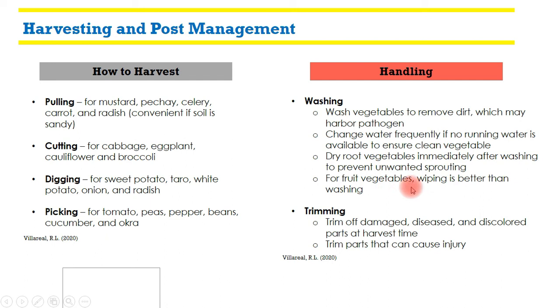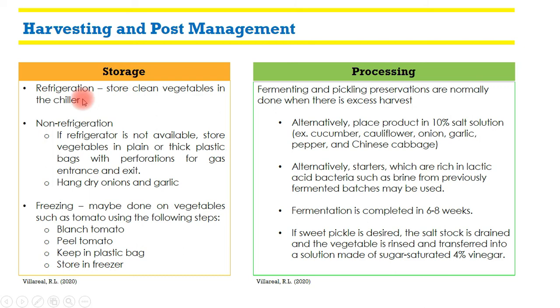Trimming is also one of the handling practices for our produce. Trim off damaged, diseased, and discolored parts at harvest time. Trim parts that can cause injury. For storage, you can use the refrigeration method by storing clean vegetables in the chiller. For the non-refrigeration procedure, if a refrigerator is not available, store vegetables in plain or thick plastic bags with perforations for gas entrance and exit.